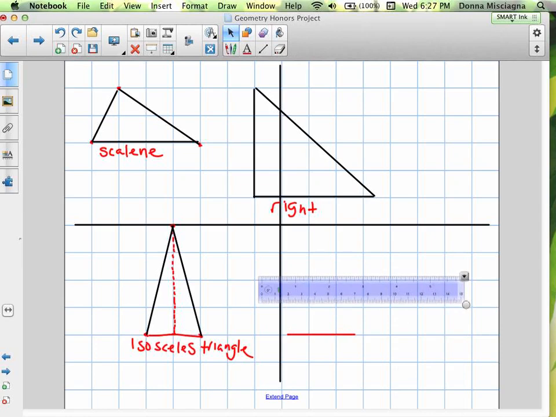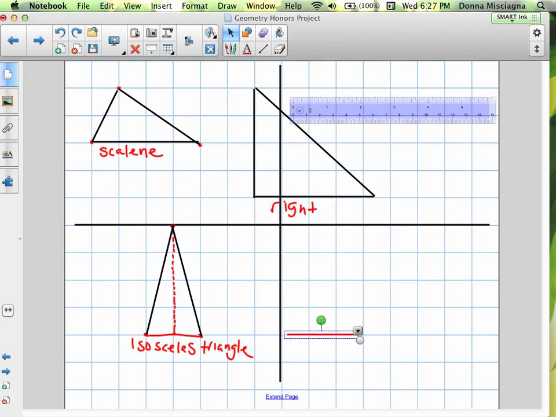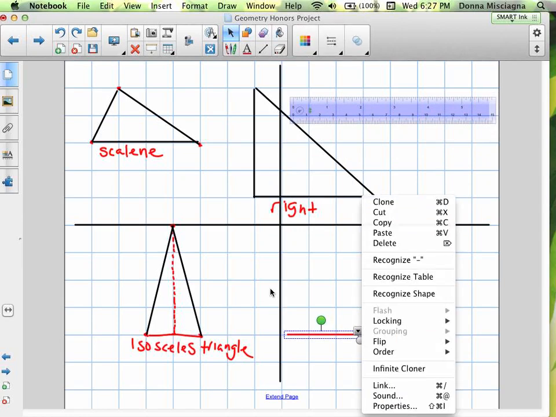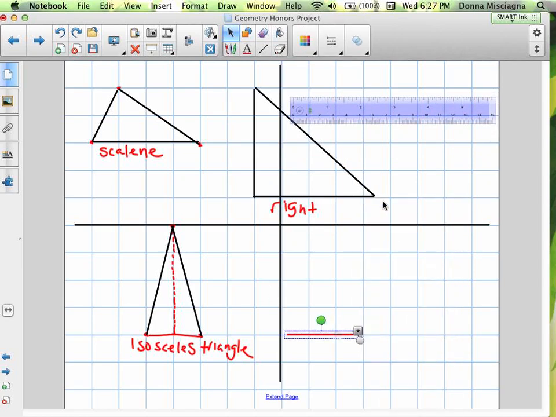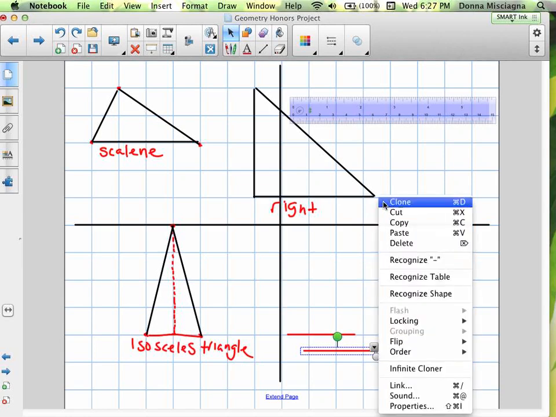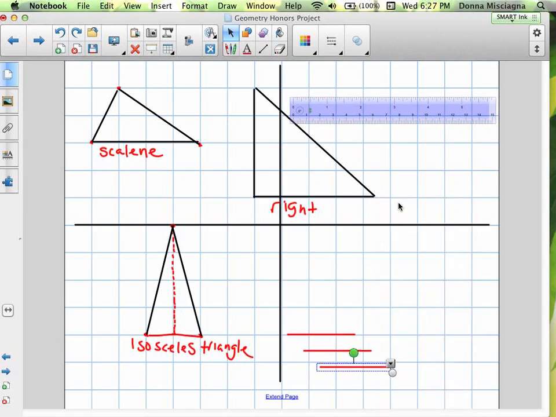Which thing moves this thing? Now I remember why I never used this. Well, anyhow, I'm going to do this. I'm going to just do a cheater method here. It only works on the smartboard. Clone. All right, I now have 3 side measures.